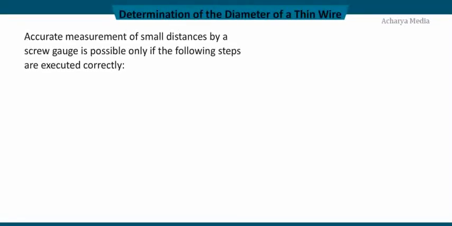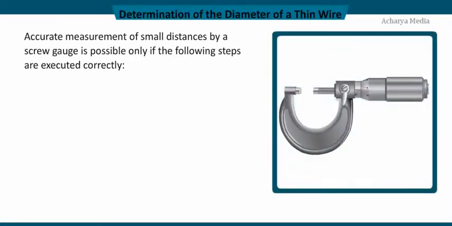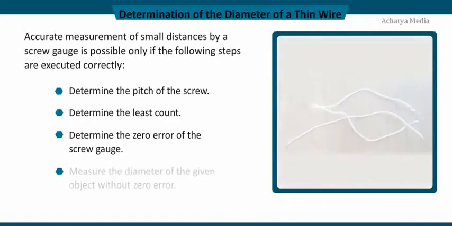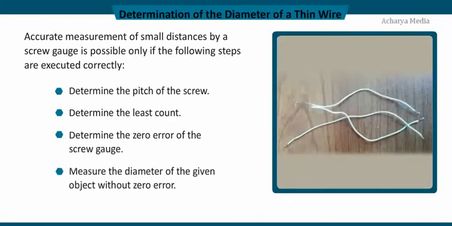Accurate measurement of small distances by instruments such as a screw gauge is a skill. When using a screw gauge, follow these steps in order to avoid errors in measurements. Determine the pitch of the screw, determine the least count, and then measure the diameter of the given object, considering the zero error in the instrument. Let's take an example to learn these procedures.